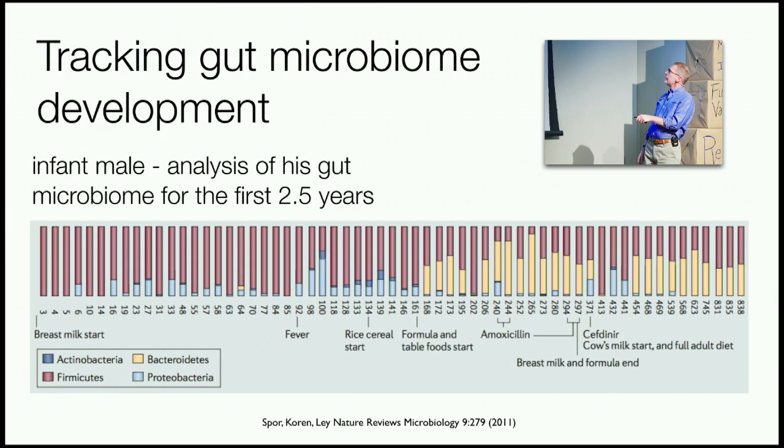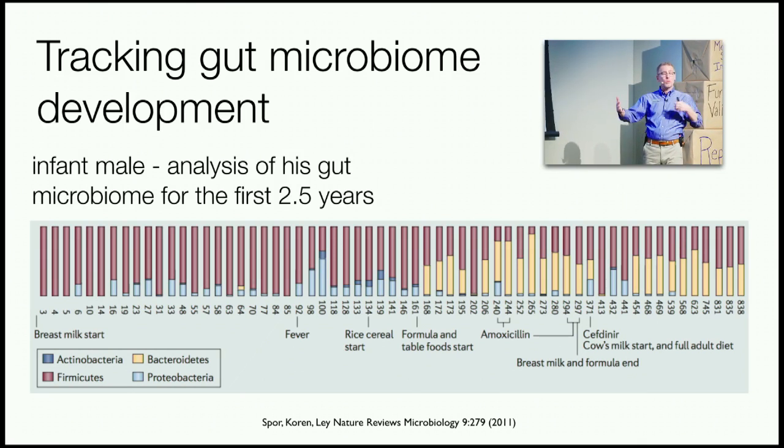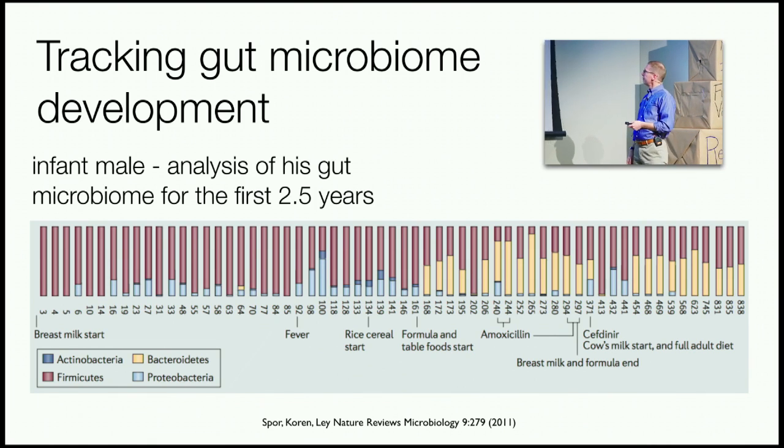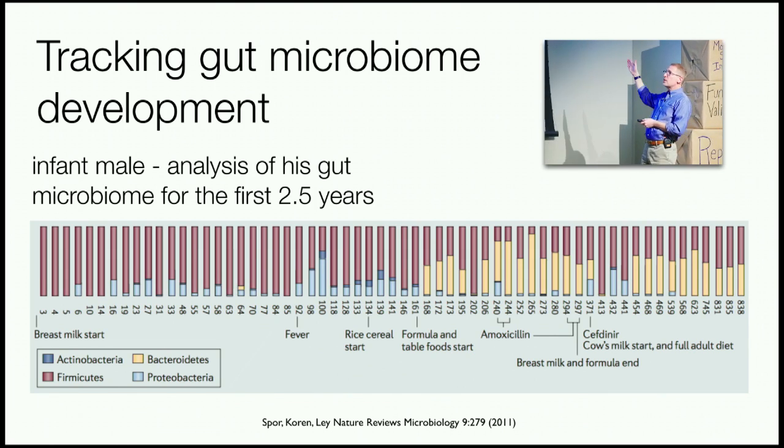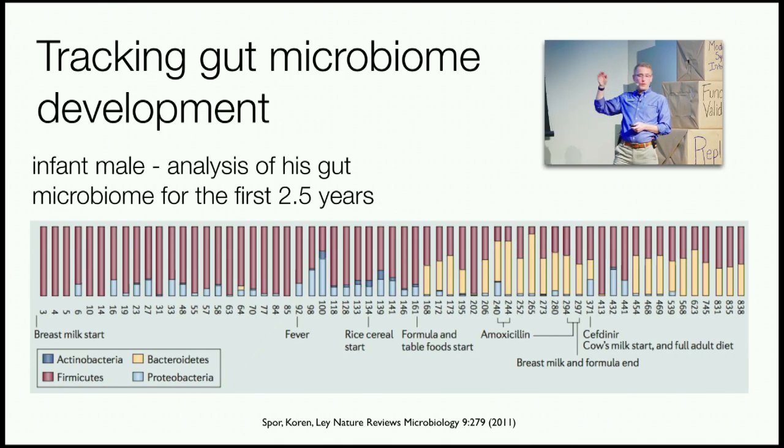Here and here and here, there's an antibiotic given, and you can see that there's a drop in the diversity of the bacteria that are present after the antibiotic. Again, antibiotics kill bacteria, especially broad-spectrum antibiotics. So it just gives you a sense of how the microbiome changes.